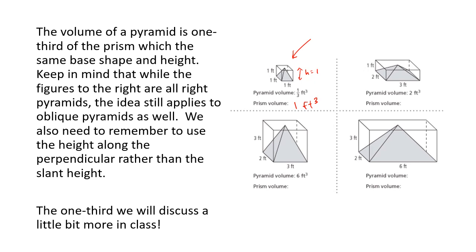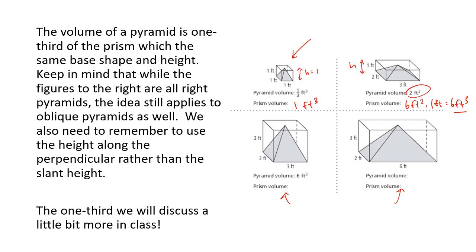Same thing for the second example. We've got a 2 by 3, so that's 6 square feet times the height. Here's my height, which is 1 foot. And so that's 6 cubic feet for the volume of the prism. And so now if we take 1/3 of that, then we have the volume of the pyramid is 2 cubic feet. I'll let you work through this third and fourth example here.